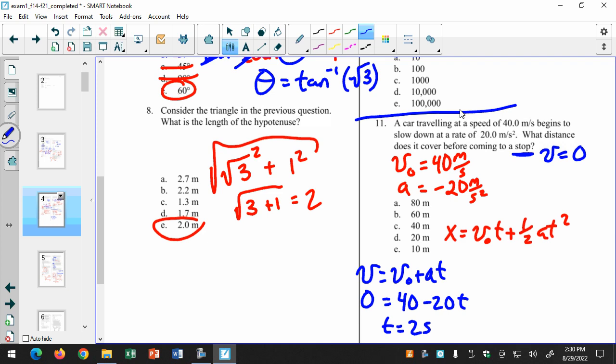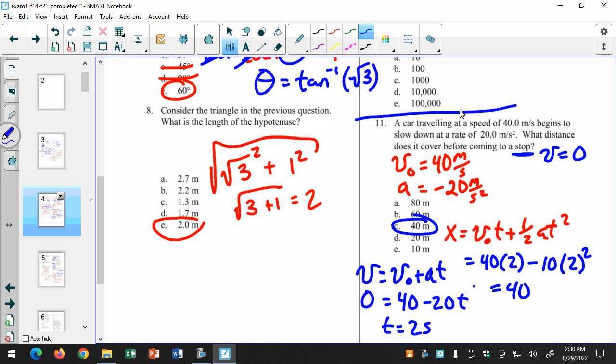Now I can find my x. That's going to be v naught, which is 40 times 2 minus 10 times 2 squared. That's 80 minus 40, that's 40. Okay? C is the right answer.